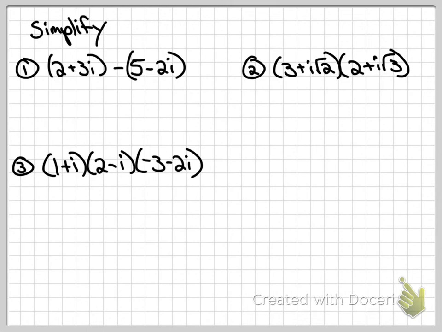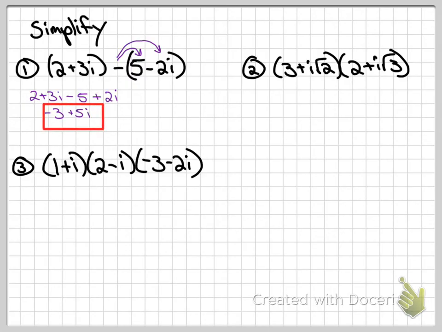So the one thing to be super careful of for number 1 is when you subtract, make sure you distribute your subtraction sign. So if I was going to show extra work, this is 2 plus 3i minus 5, but then it turns into plus 2i. Then you just combine like terms. Negative 3 plus 5i.